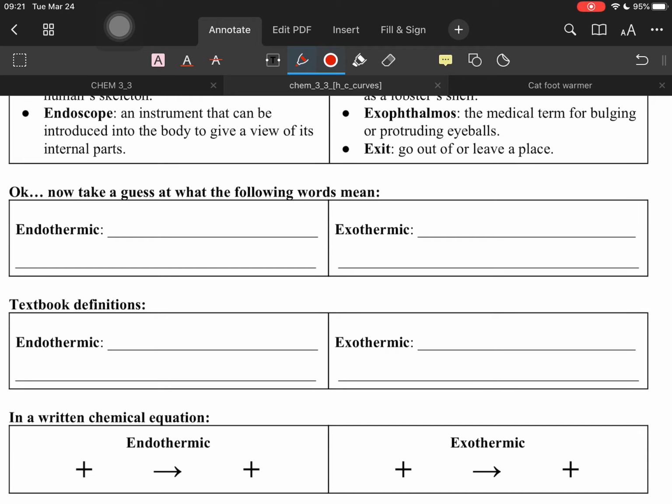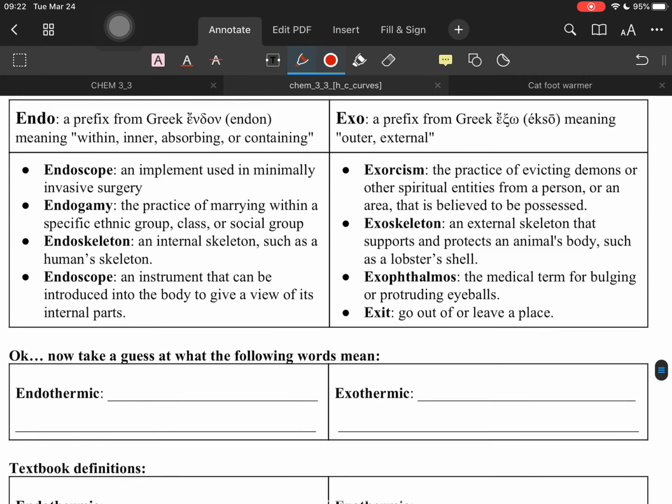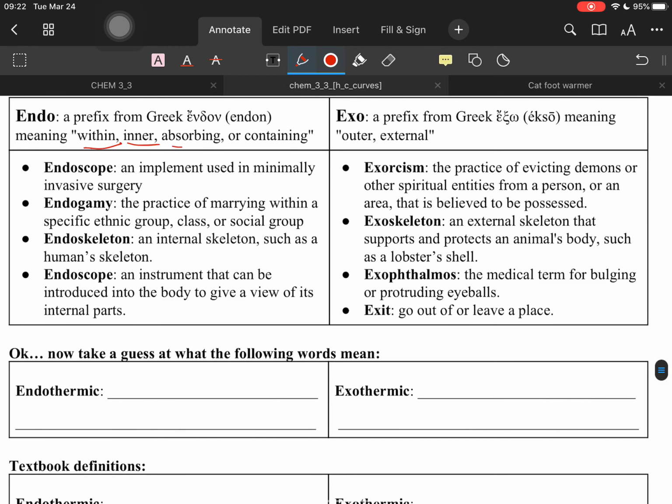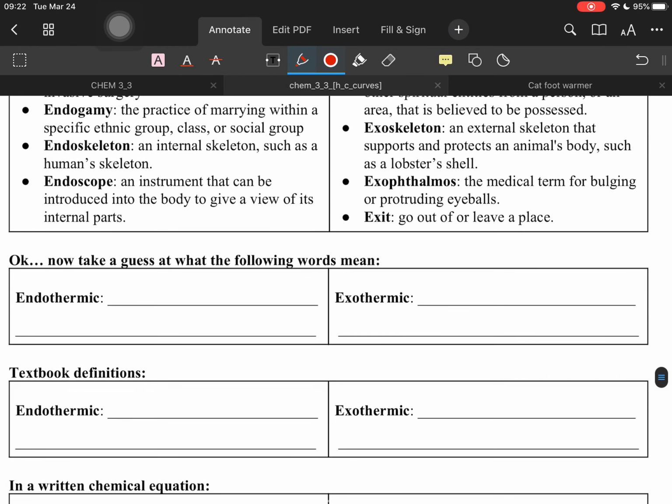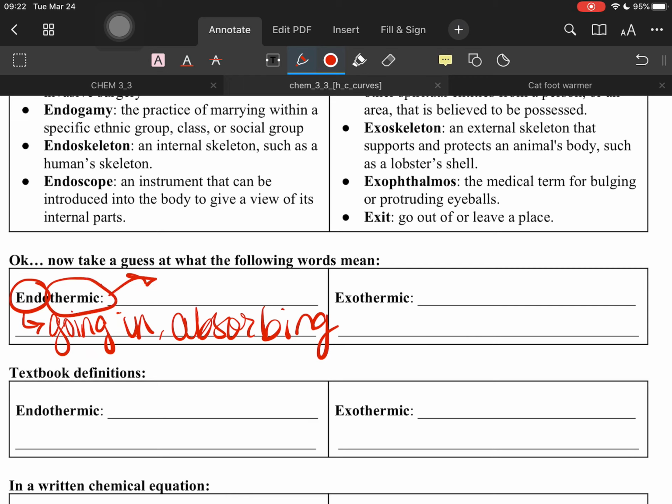Okay. I wanted you to take a guess at what the words mean. Figure out for yourself. Try that out. So endo, if we go back up here, we're saying that it's inner, absorbing. That's a really big one, right? So I'm going to stay with that. I have going in, absorbing, and thermic means heat.